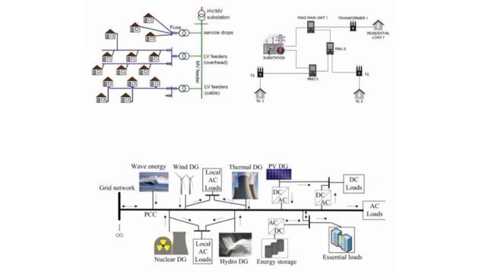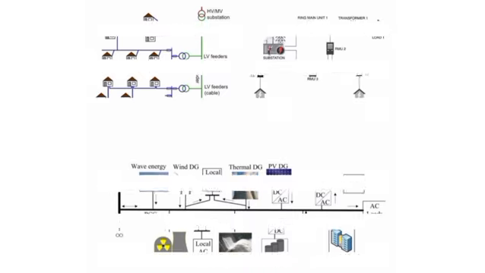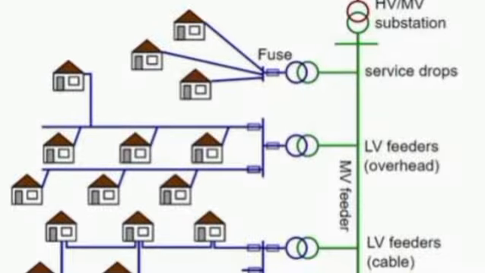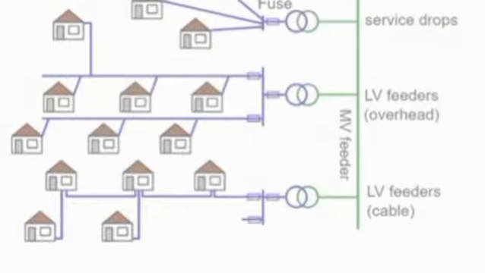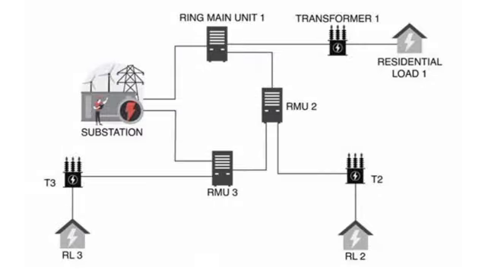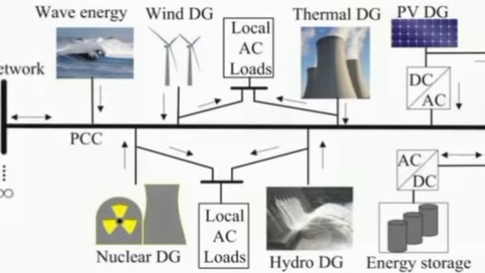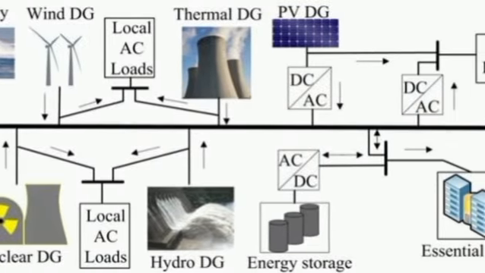Types of distribution networks. There are three types of distribution lines. Radial system: single path, simple and low cost, low reliability. Ring main system: closed loop, moderate reliability. Interconnected system: multiple sources, high reliability.